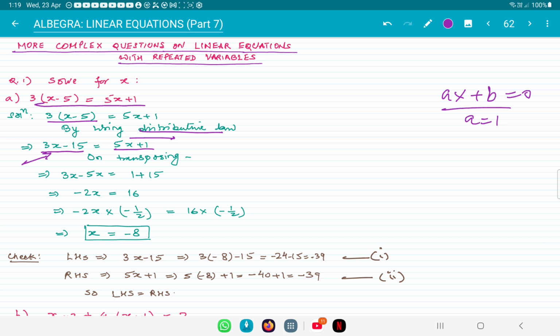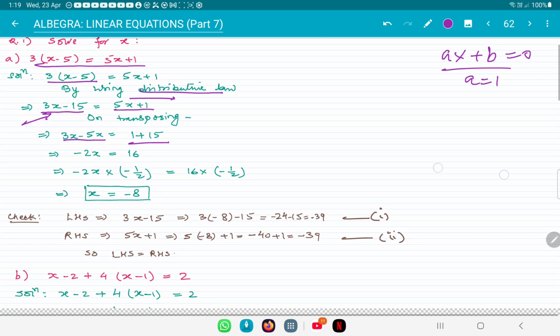As I have already explained, generally the variable is on the left hand side and the constant on the right hand side. So I am taking 5x on the left hand side. So 3x minus 5x, and 15 will come on the right hand side. So we get 1 plus 15. So it will become minus 2x is equal to 16.